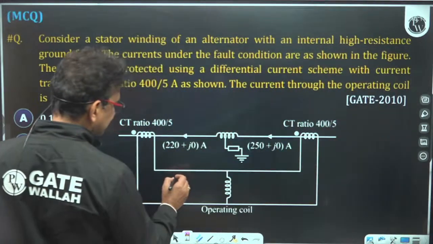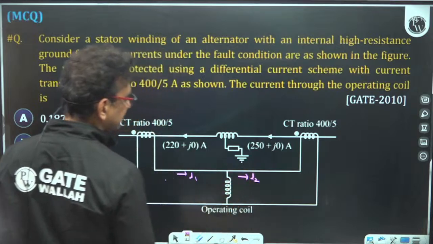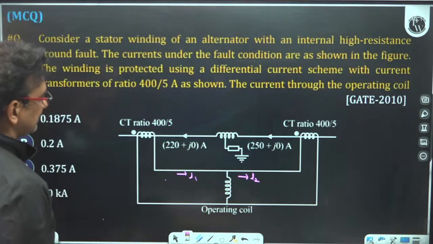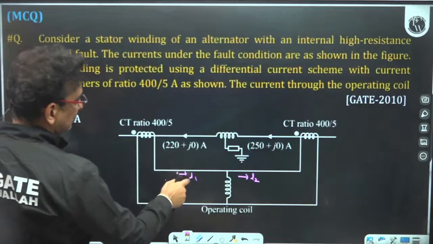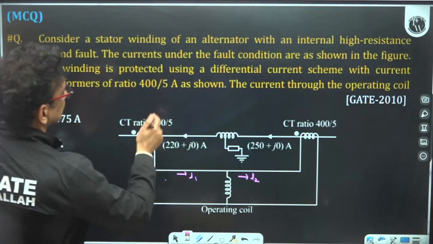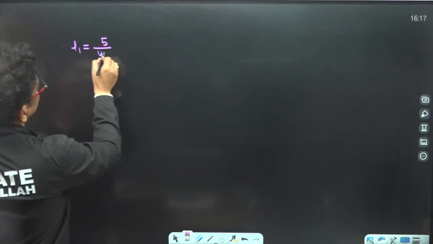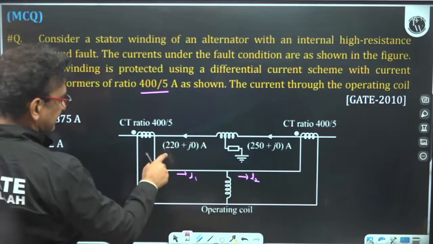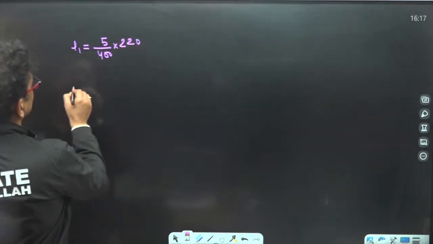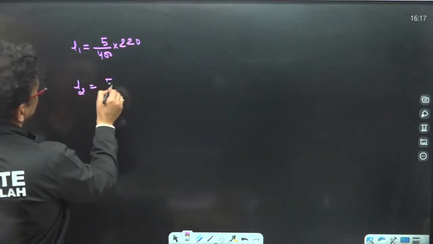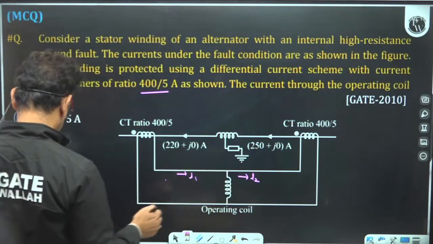Here, suppose this is my I1 and this is I2. So current in the operating coil is nothing but I1 minus I2, or I2 minus I1. I1 secondary side current according to turn ratio is 5 upon 400. The 400 current will convert into the 500. So now this is a current of 220. Similarly, I2 will be 5 upon 400, 250.